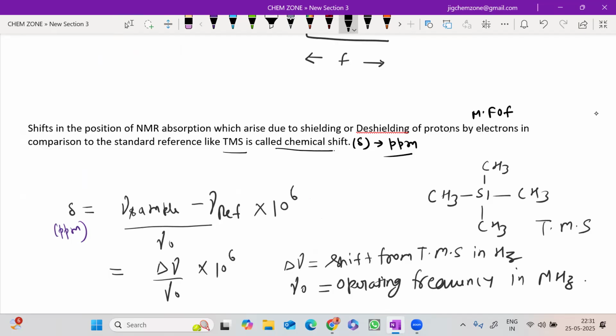The formula for the calculation of chemical shift is given by this expression. ν sample is the frequency of the sample at which the sample resonates. ν reference is the frequency of the reference, that is TMS, divided by the operating frequency in megahertz or megacycle per second, into 10 to the power 6. This factor is introduced to overcome the megahertz term. Correct?